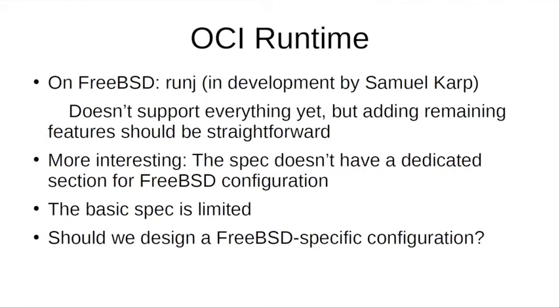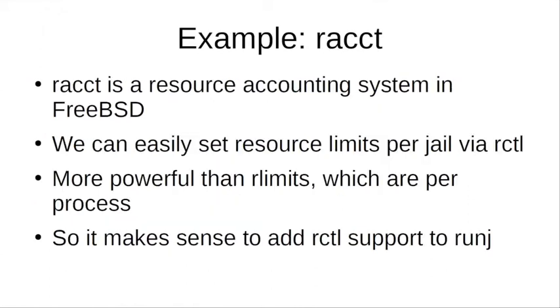So if we only followed the OCI spec, then it could be kind of limited because there might be some functionality that FreeBSD supports that isn't in the specification. So should we design a specification that is specific for FreeBSD? Or maybe the question would be better worded as, if we were to design it, what kind of things would we add to this spec? And so that is kind of the question that I've been thinking about currently. That's what I'm doing. And so I'll give an example here.